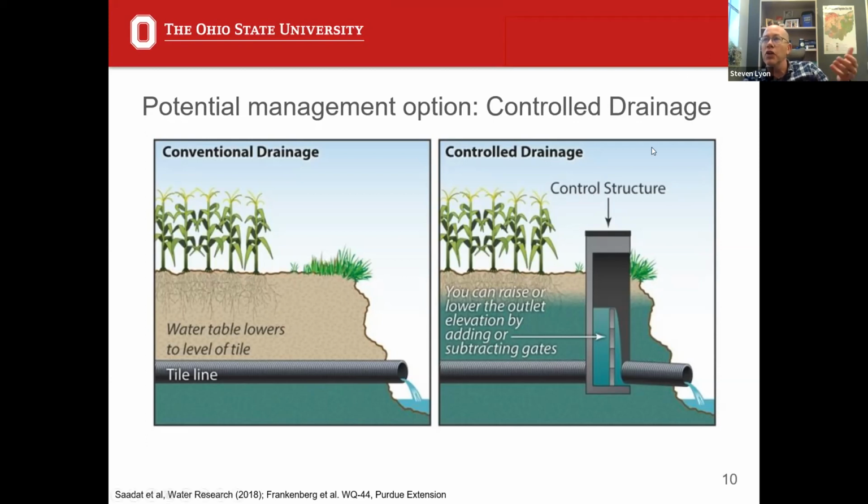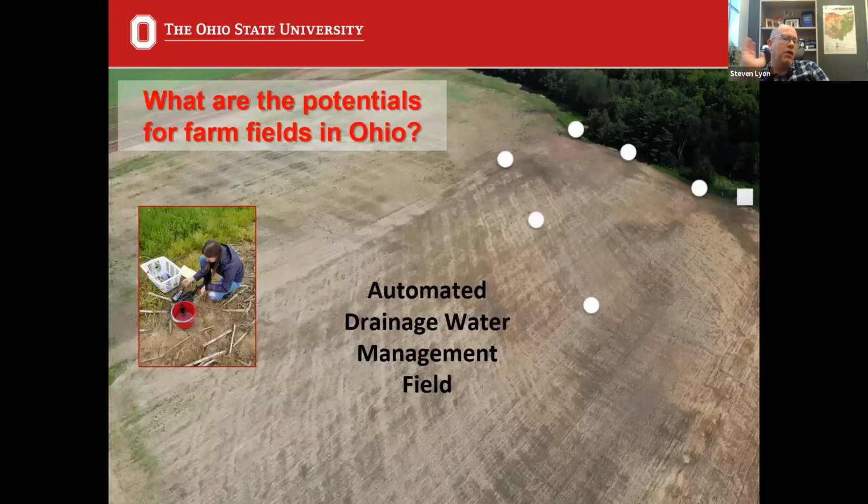And so these systems aren't new. Controlled drainage, this idea of altering water flow pathways through drainage, has been around for over 50 years at this point. What's getting more and more modernized are these control structures and how they work. And that's what we looked into a little bit. We did that at a field here at the Wooster campus of Ohio State. And we looked at what was called automated drainage water management.